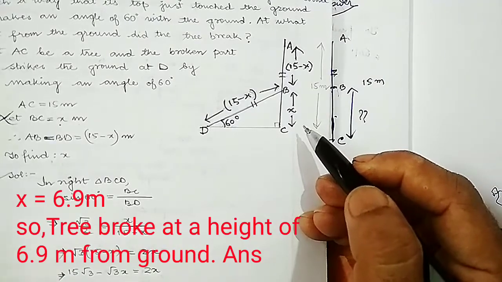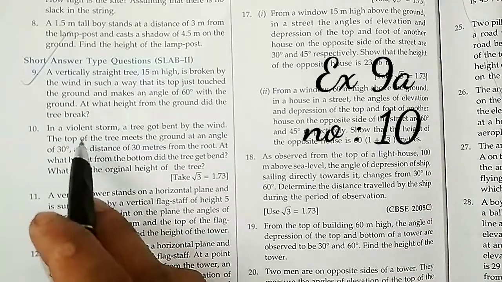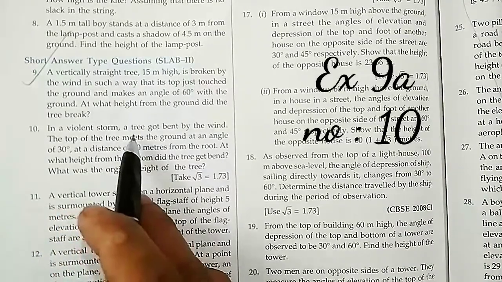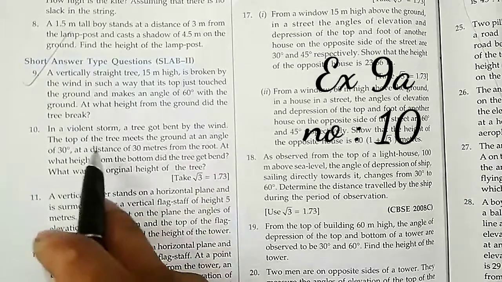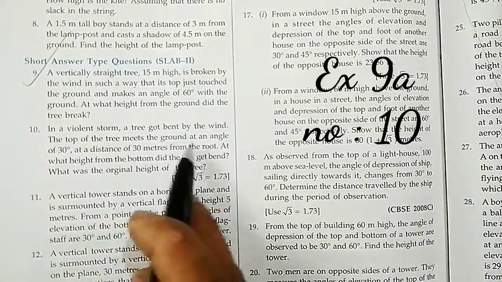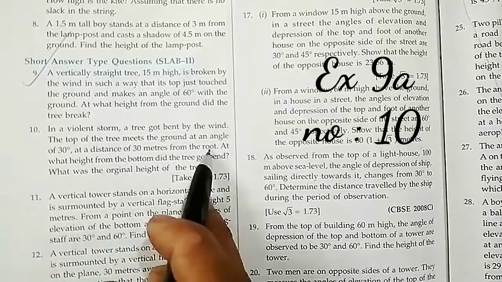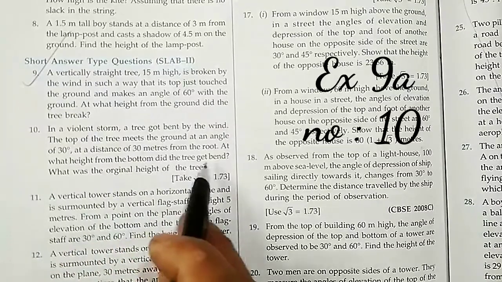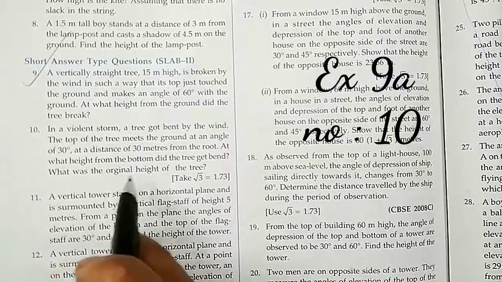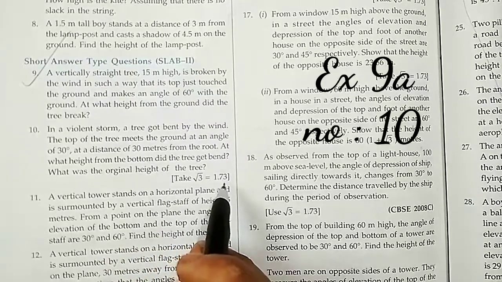I hope the sum is clear. This sum is a little bit difficult. In question number 10, it is given, in a violent storm, a tree got bent by the wind. The top of the tree meets the ground at an angle of 30 degree at a distance of 30 meters from the root. At what height from the bottom did the tree get bent? What was the original height of the tree? And here the value of root 3 is given as 1.73.